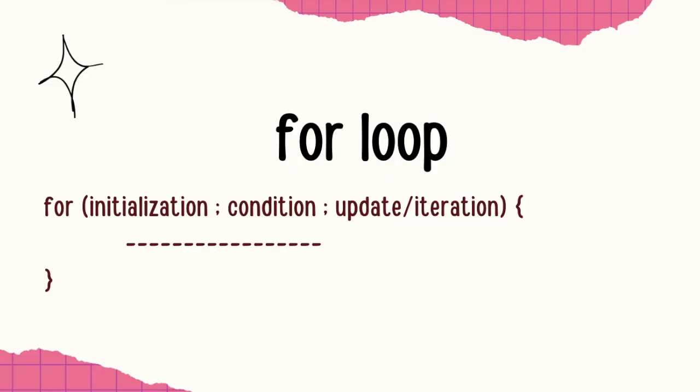The for loop. The for loop has three parts: initialization, semicolon, condition, semicolon, update or iteration. This loop will run as long as the condition is true.